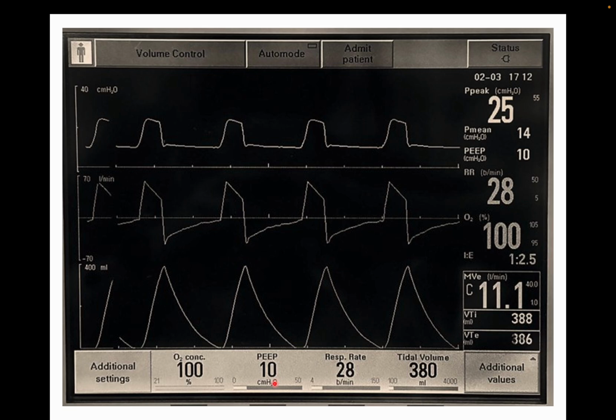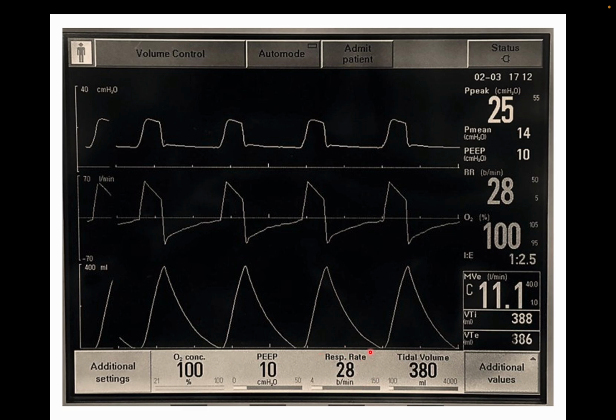So what is PEEP? PEEP is a positive end expiratory pressure. It will keep the alveoli open so that more oxygen can be delivered and better oxygenation can be achieved. So with an increase in FiO2 and PEEP, we can get an increase in oxygenation, that is, a better SpO2.